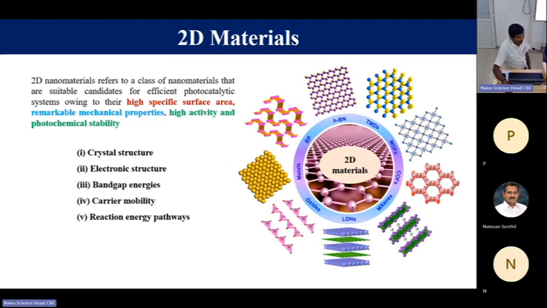The next one is the electronic structure. When you are tuning the material from bulk to nano, sometimes the electronic structure changes. That influences the application.